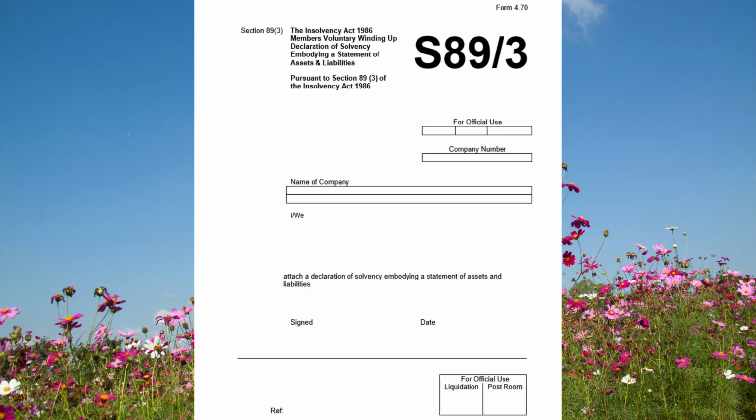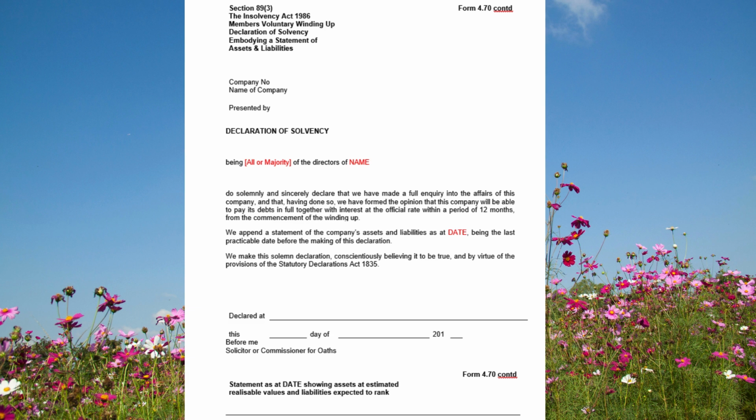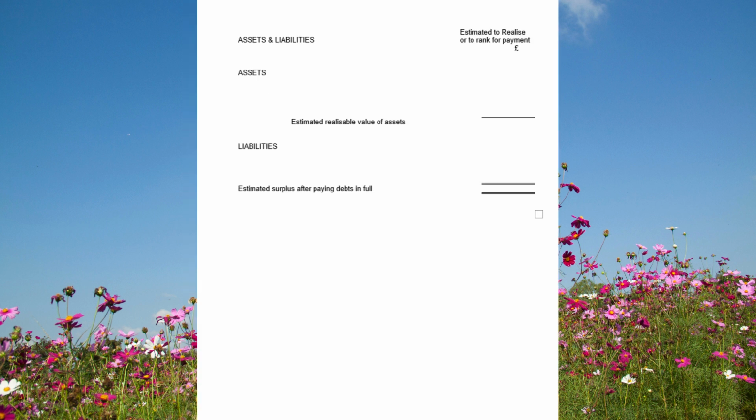Directors will fill in the company number, the name of the company, their names, and sign to say that they're attaching the DOS. And then this is actually the declaration page in the middle there, which is all going to be signed. And then we're going to have the final page, which is the assets and liabilities. An example here to show you of one of my old liquidations, so you can get an understanding of where the bits and pieces go.